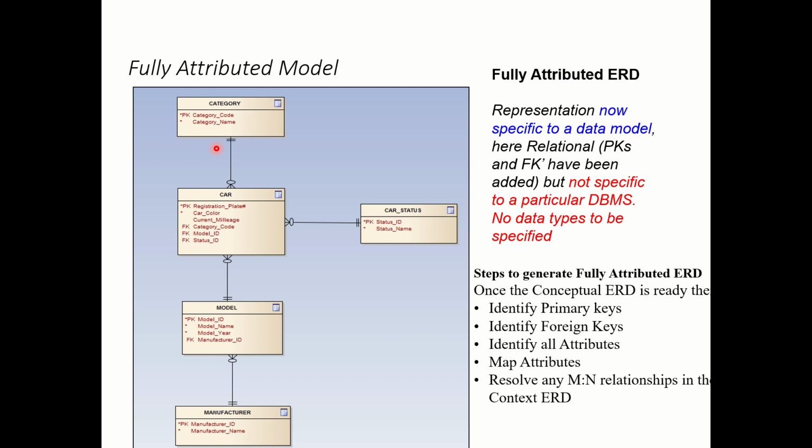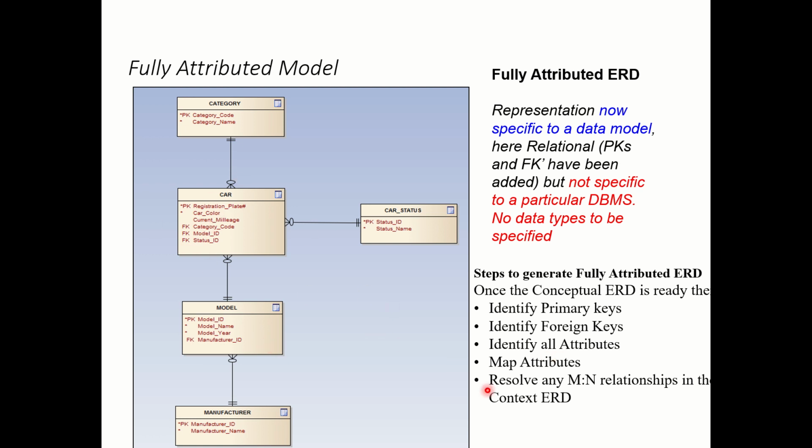For example, one category can have zero or more cars. So the category code is incorporated in car, and this category code is basically your FK. Here the category code is a PK, and here the category code is a foreign key. So this category code is a foreign key for the table car. Like that, you have to identify how the tables are related to each other, and you have to identify all those relationships.